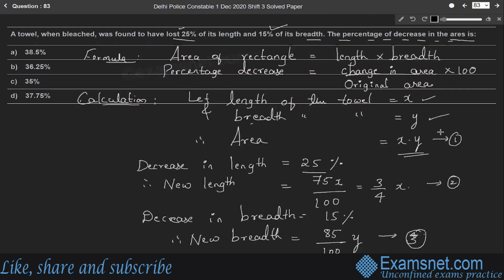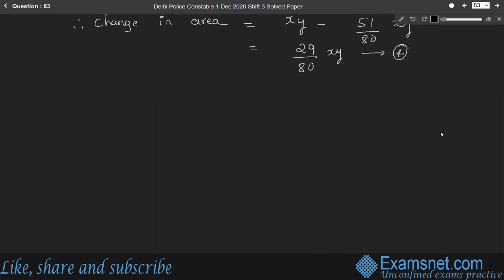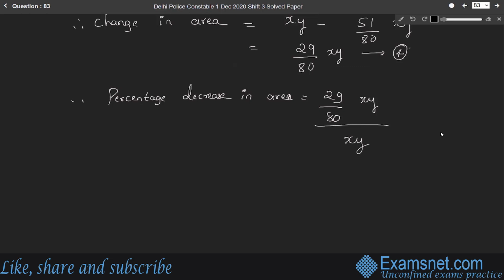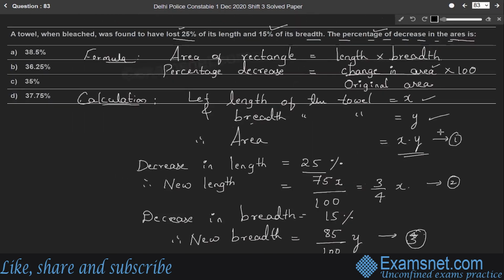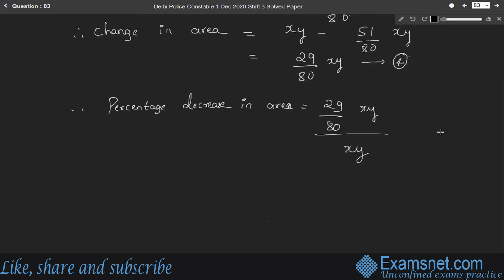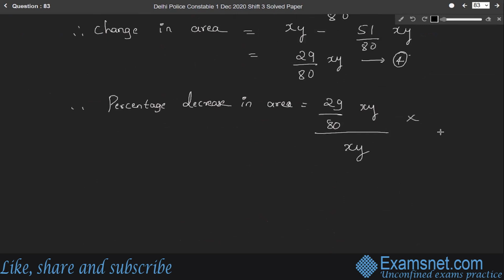Therefore, what is asked in the question? Percentage decrease of area, decrease in the area. Therefore, percentage decrease in area is equal to change in area, 29 by 80 xy, right? Divided by original area xy. So according to the formula, change in the area divided by original area into 100. So xy will get cancelled. 29 by 80 into 100.